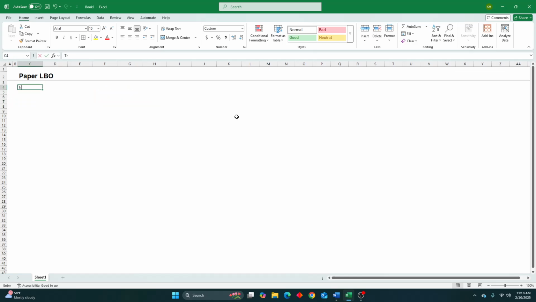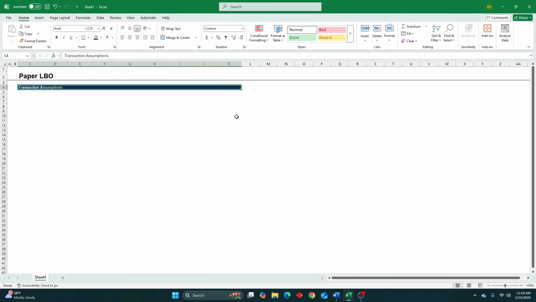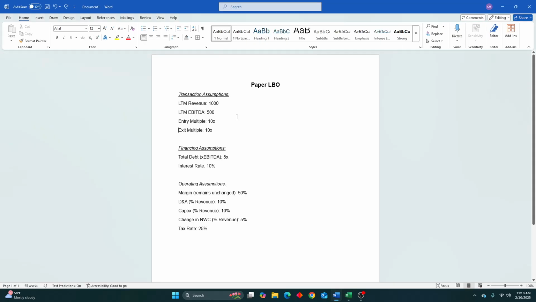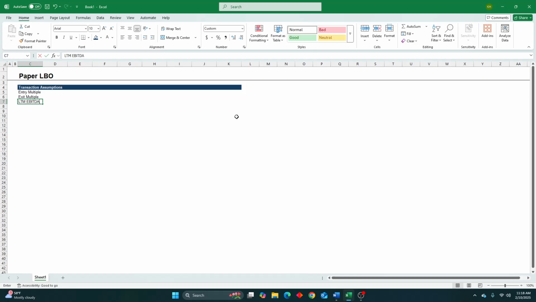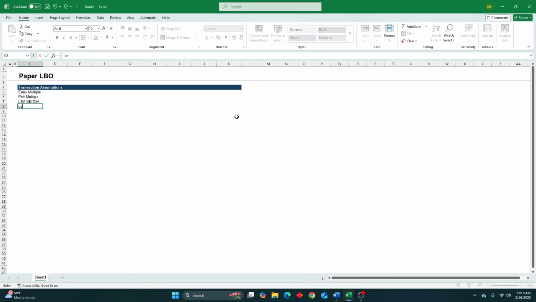So first thing, transaction assumptions. And these will be heavily simplified, especially in comparison to some of the longer, legitimate full model tests that you'll have to do. So we'll have our entry multiple, we'll have our exit multiple, we will have our LTM EBITDA, then we'll also have our financing assumptions. So we'll have our leverage, which is going to be times EBITDA, and we'll also have our interest rate on debt.